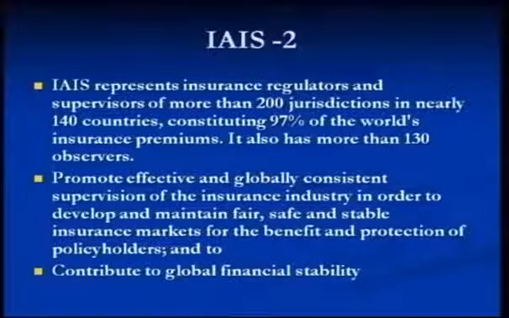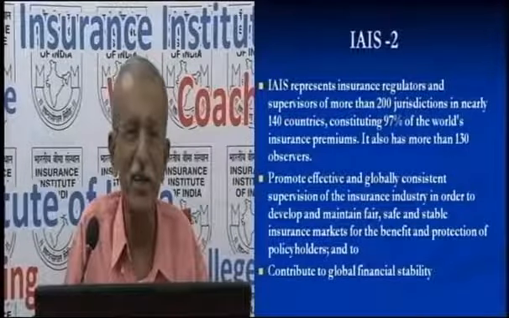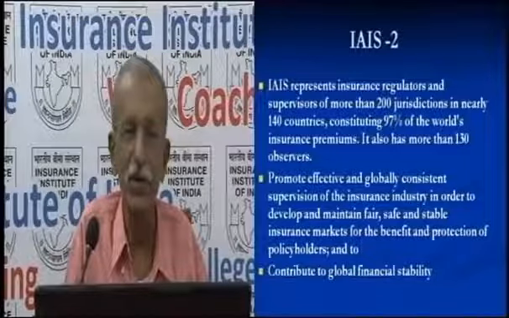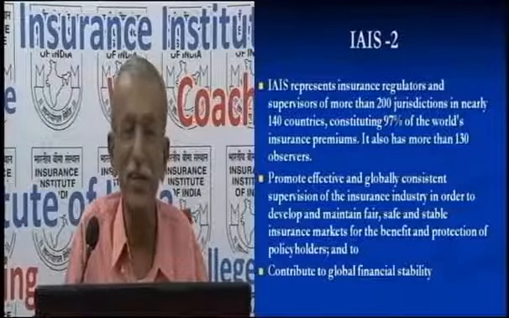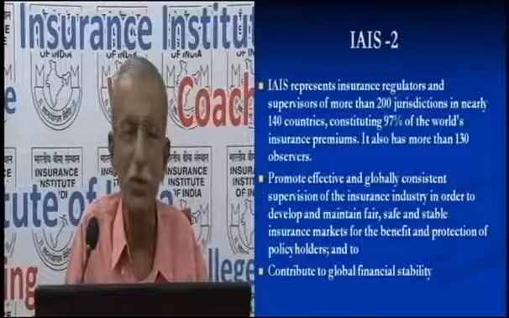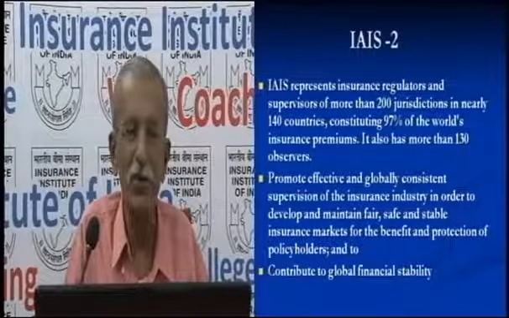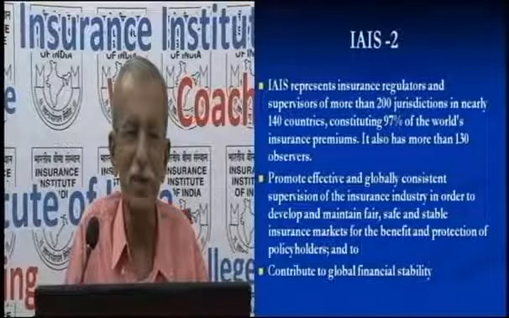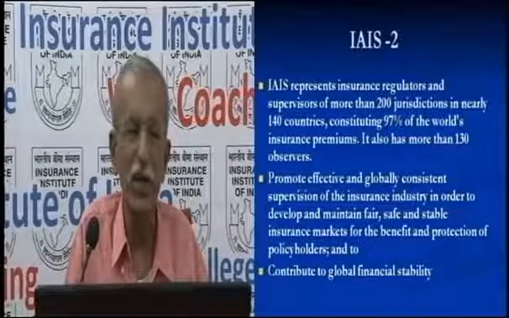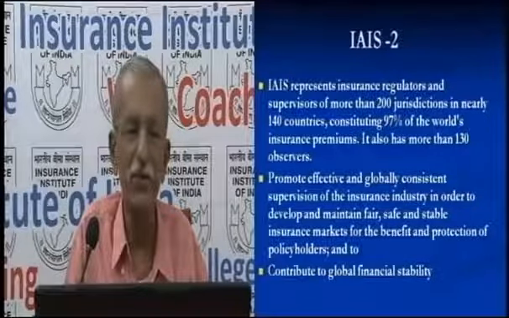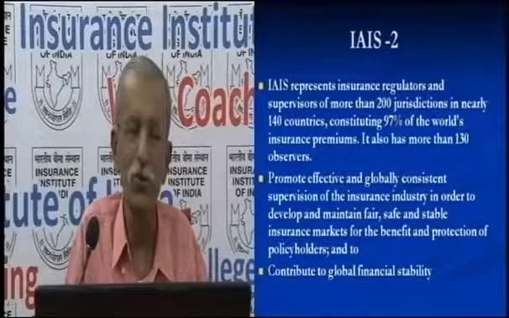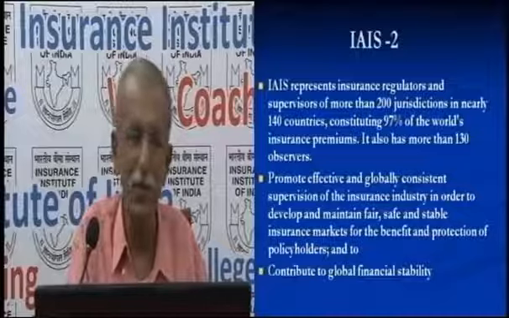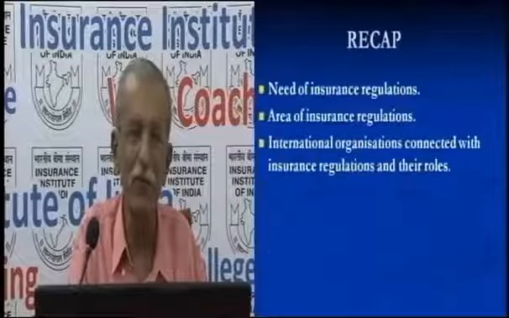IAIS represents insurance regulators and supervisors of more than 200 jurisdictions in nearly 140 countries, and it controls 97% of the world's insurance premium. It also has more than 130 institutions or persons as observers. The aim is to promote effective and globally consistent supervision of the insurance industry in order to develop and maintain fair, safe and stable insurance markets for the benefit and protection of policyholders, and to contribute to global financial stability. The main aim is global financial stability through various regulations.